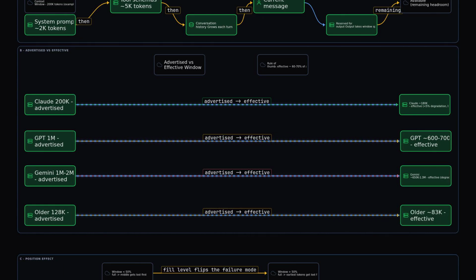Claude says 200K. Gemini says 1 million, even 2 million. GPT, up to 1 million. Tons of headroom, right? Here's the catch. The published numbers are not the working numbers, and almost nobody tells you that.